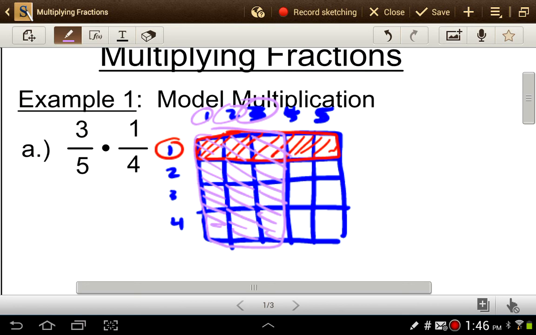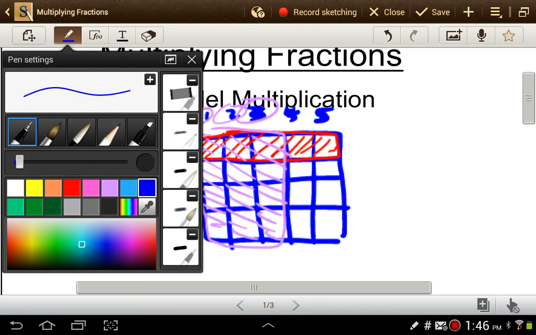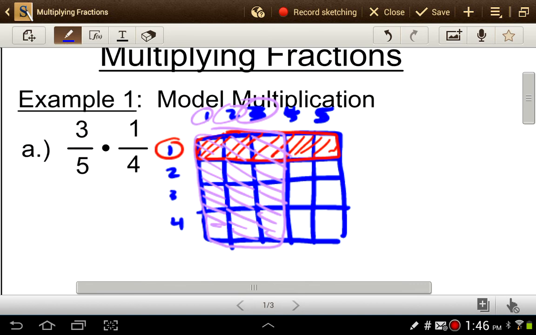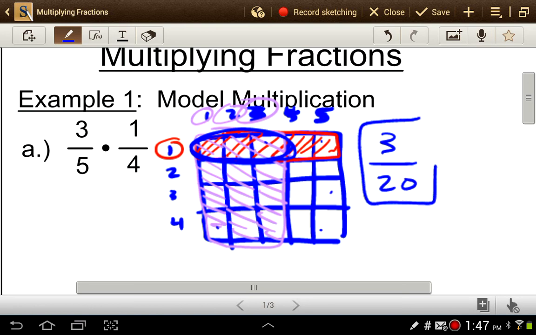Now for multiplying, it's pretty easy. What I do is I look. Let me go back to my blue pen. I look for my overlap. So I can see that right here I am overlapping. So I have 3 that are overlapping, and then I count how many I have. 1, 2, 3, 4, 5, 6, 7, 8, 9, 10, 11, 12, 13, 14, 15, 16, 17, 18, 19, 20. So I have 3 out of 20, and that would be my final answer. 3/5 times 1/4. So in this one you are looking just for the overlap when you make your grid.